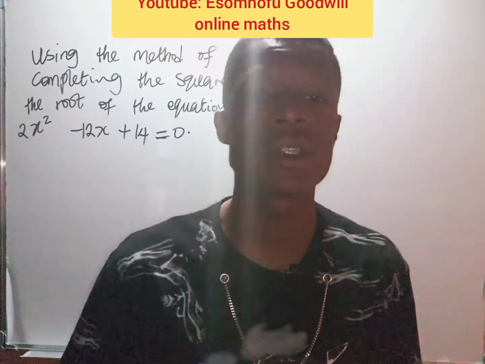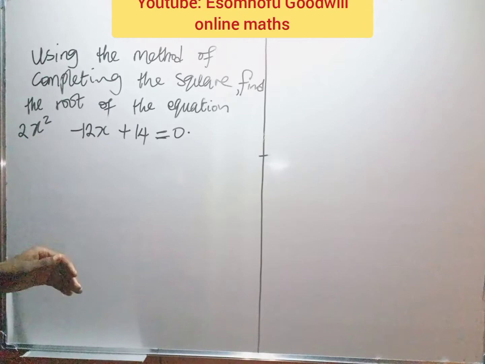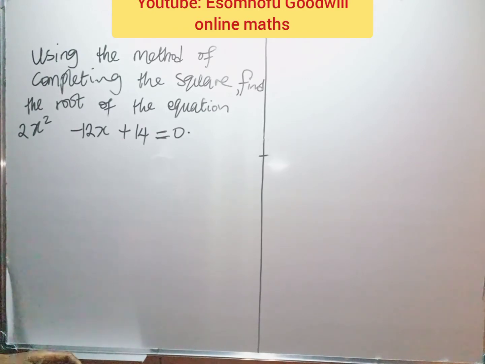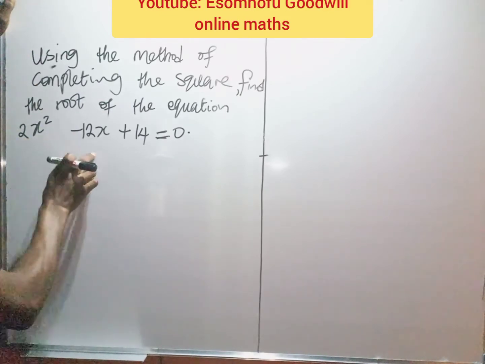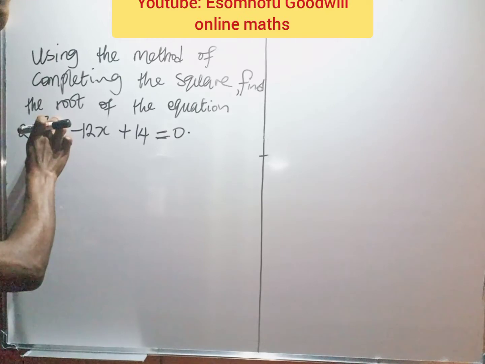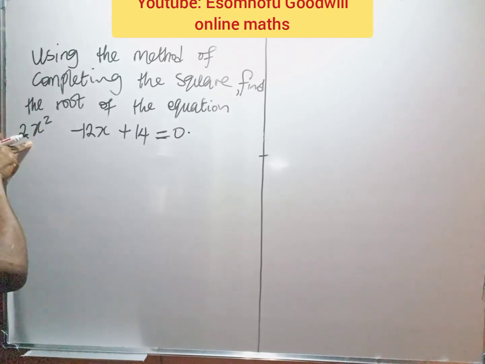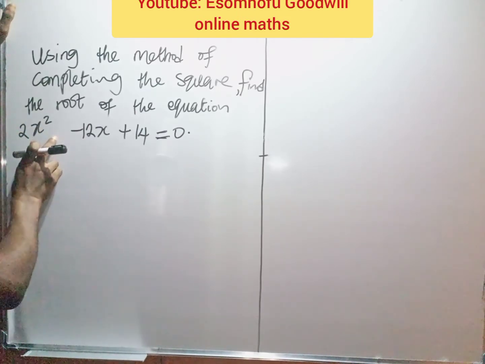See, if you consider the question we have on the board, we should use the completing the square method to find the roots of the quadratic equation 2x squared minus 12x plus 14 equals 0. So for us to be able to solve this quadratic equation, we have to divide through by the coefficient of the x squared. If you observe here, the coefficient of the x squared in this equation is 2. So we need to make this x squared a unity.